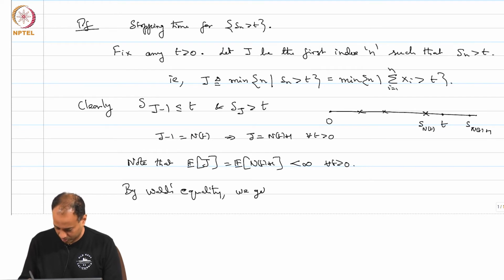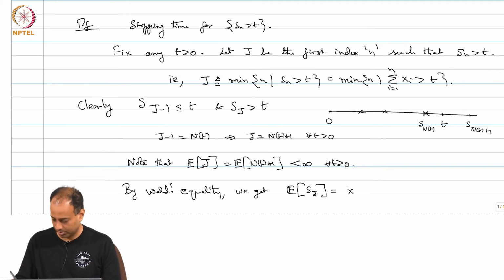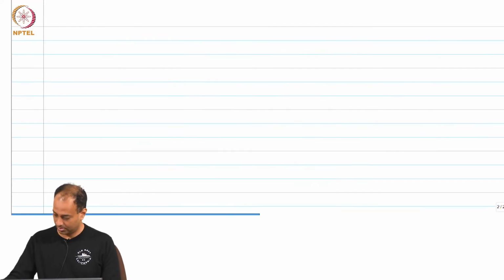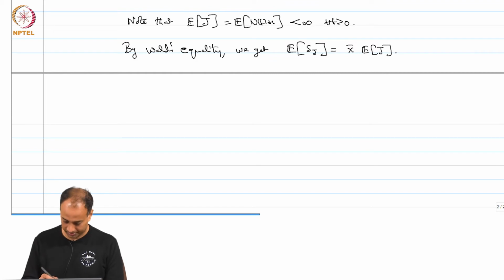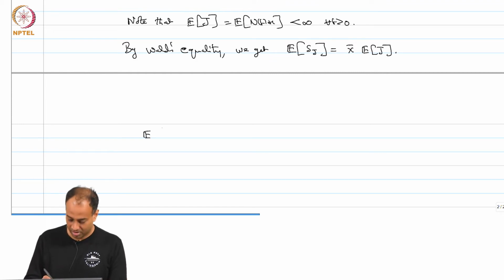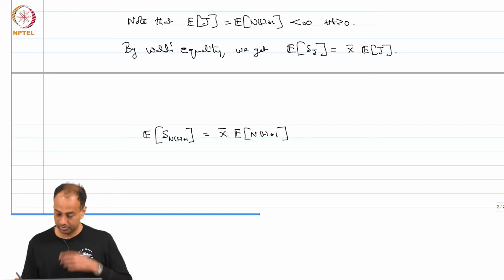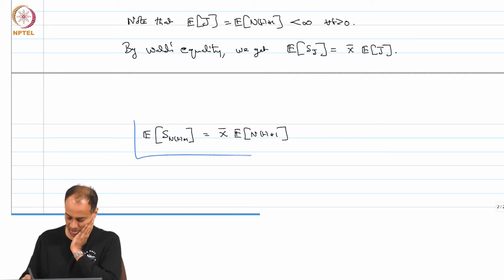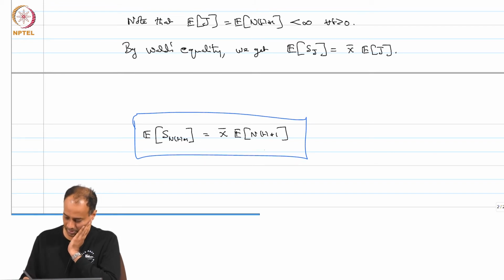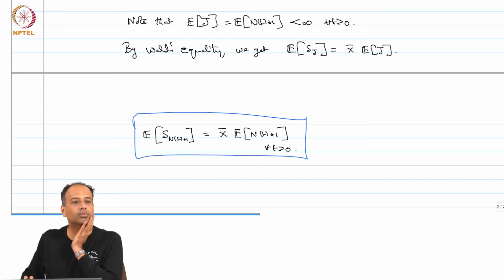We get, what do we get? Expected S j is equal to x bar times expected j, right. Now, I know what j is, right. So, I get expected S n t plus 1 is equal to x bar times expected j, which is expected n t plus 1, correct. Okay. So, this equation is important, this is true for all t greater than 0. So, what have I done? I have just invoked Wald's equality for the stopping rule j equal to n t plus 1.